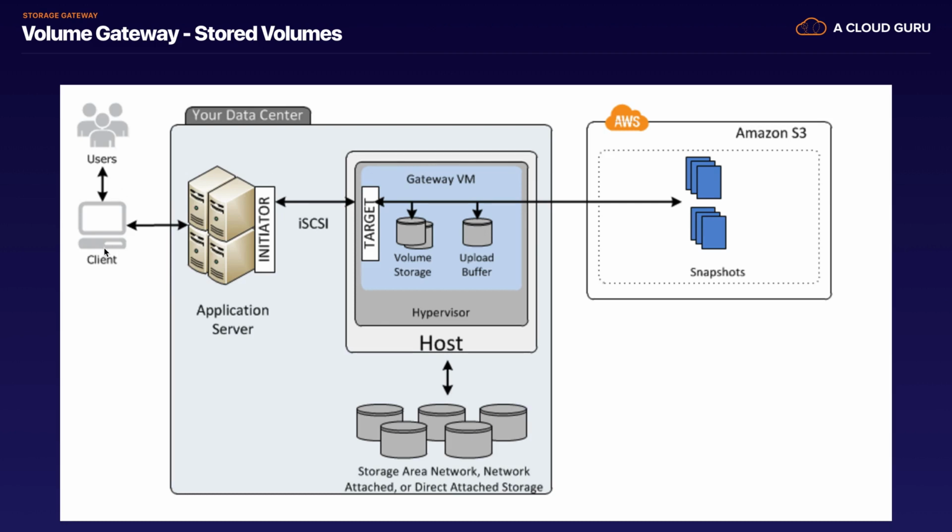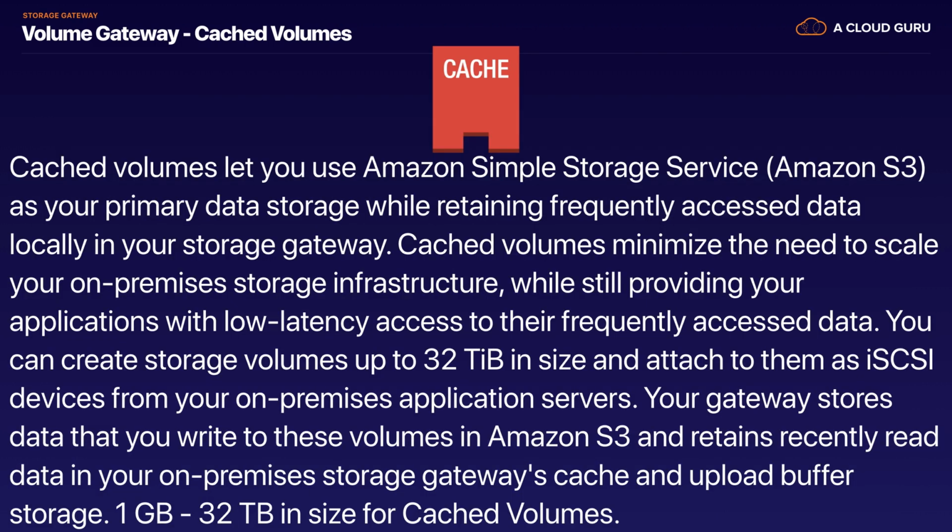We've got our users and our client. They're using the application servers. This then uses an iSCSI connection to our host, and this host is running our gateway virtual machines. Essentially, we're creating volumes on this host. And then what's happening is the virtual machine is replicating these volumes up to AWS and storing them as snapshots in S3.